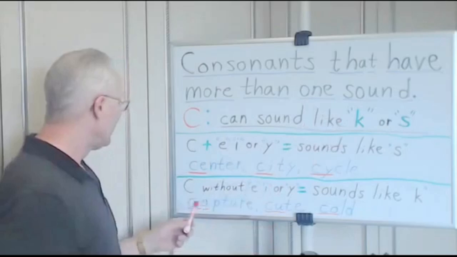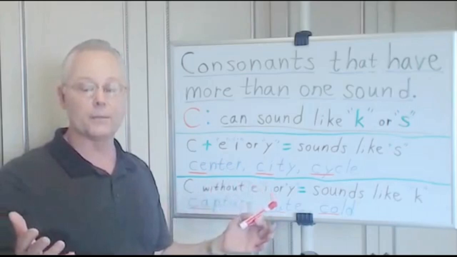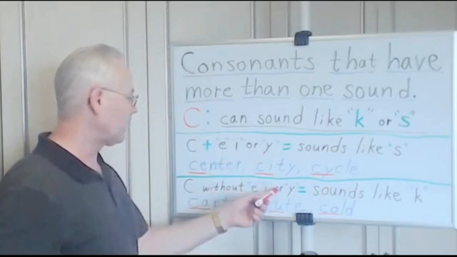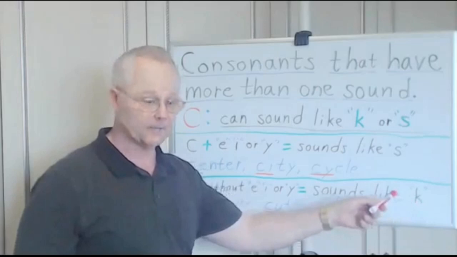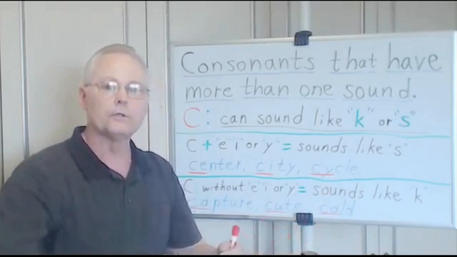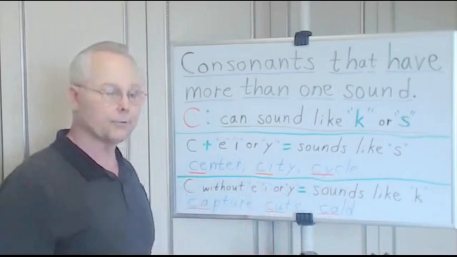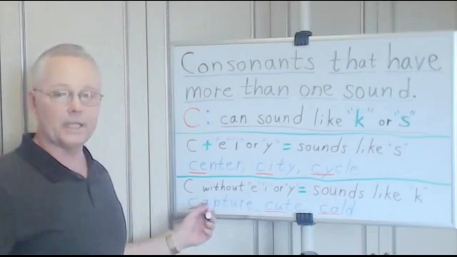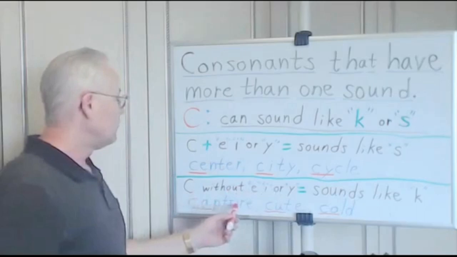Now, when does C sound like K? This is easy to remember. Without E, I, or Y, C sounds like K. For example, capture. Maybe there's a stray cat in your neighborhood that you would like to capture, so you could feed it, give it a good home. To catch something, to capture it. It doesn't have to be C-A, C-U, or C-O. Just without E, I, or Y, we get the K sound.